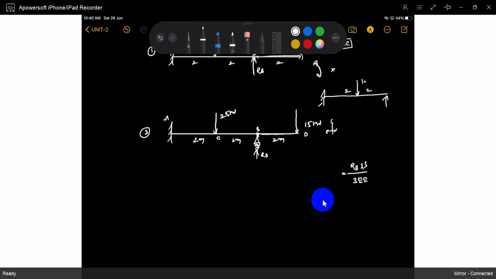That is the only purpose of the propped cantilever. So you find out the slope at B, just find out the deflection at B. Sir, how can we? We already discussed so many methods.